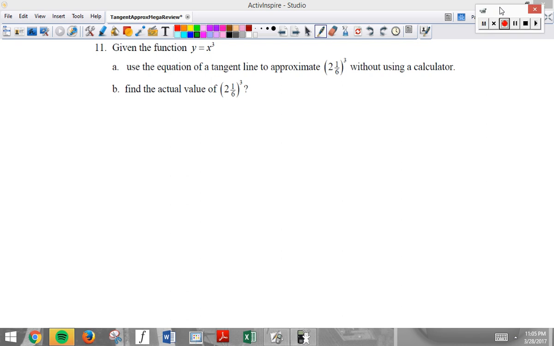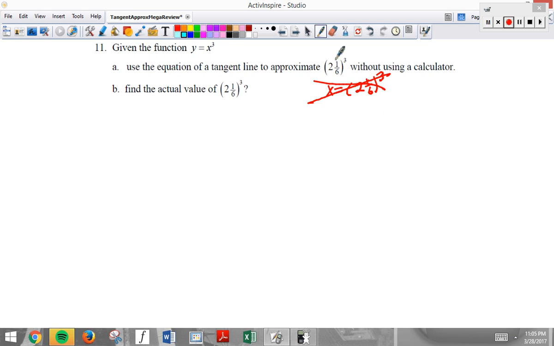Alright, given this function, go for it. Try it on your paper right now. 3, 2, 1. Alright, so I want to approximate this value. So many people think that means, oh, x equals 2 1/6 to the cube. That's completely wrong. If that's what you did, try again. 3, 2, 1. I hope you paused it and really tried.